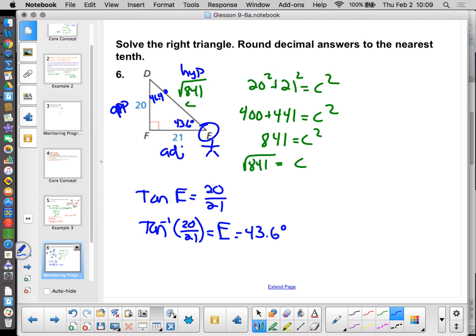Very, very important point. Don't try to do this in your head. Write down your steps. Write down this equation, tangent E equals 20 over 21, before you write the tangent inverse equation. Or if it's sine or cosine inverse, doesn't matter, same way.